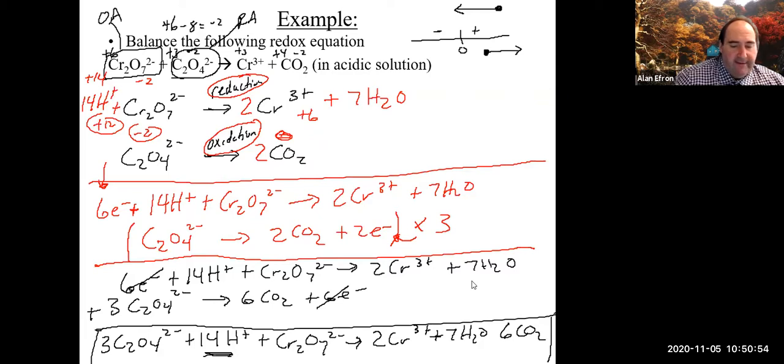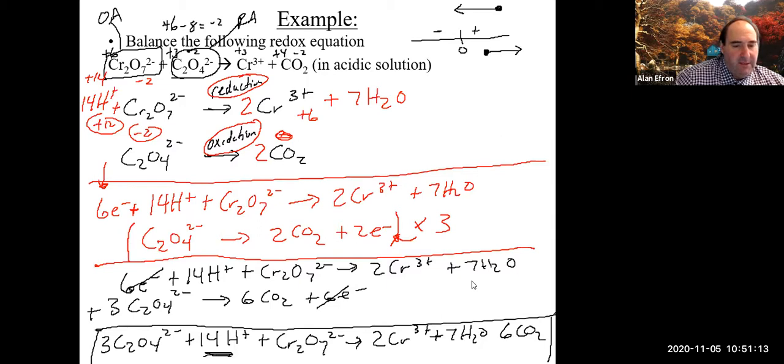Overall charge on the left-hand side, 3 times minus 2 is minus 6. And minus 2 for the dichromate is minus 8. And our plus 14 makes it plus 6. And on the right-hand side, plus 6. So we are definitely balanced here in acidic conditions.